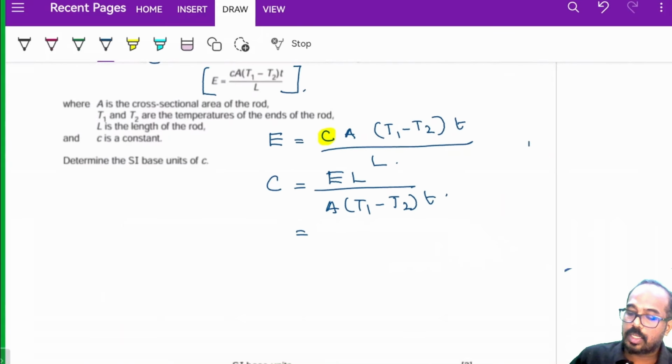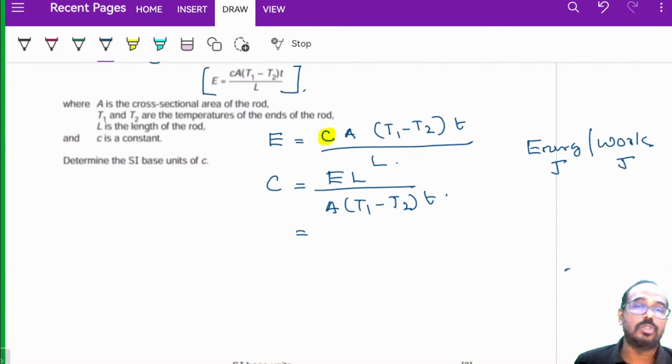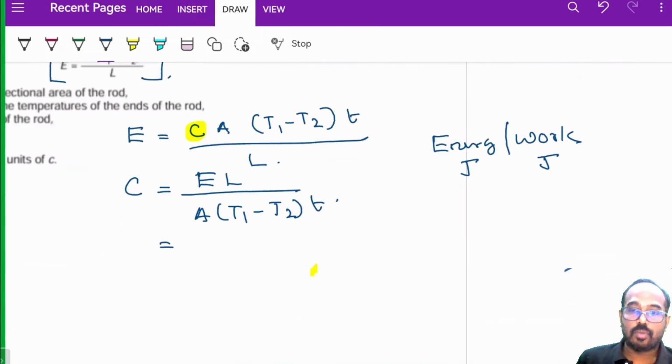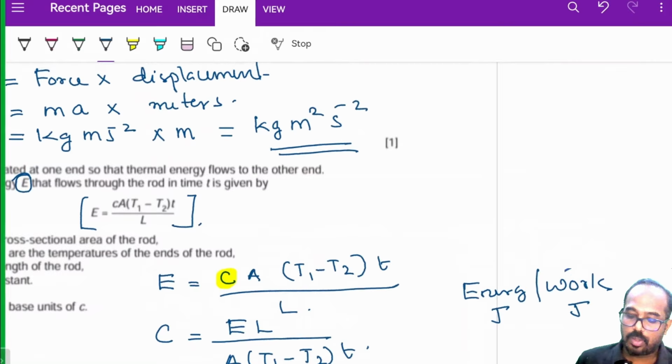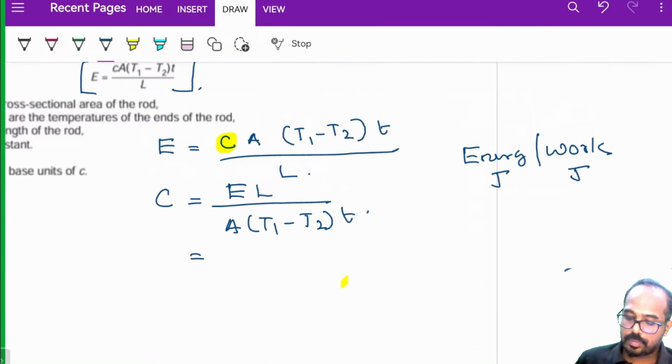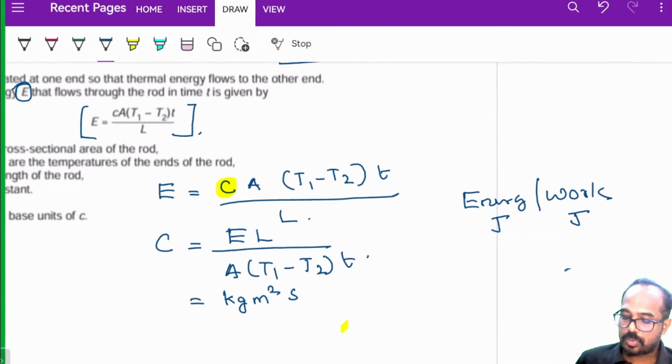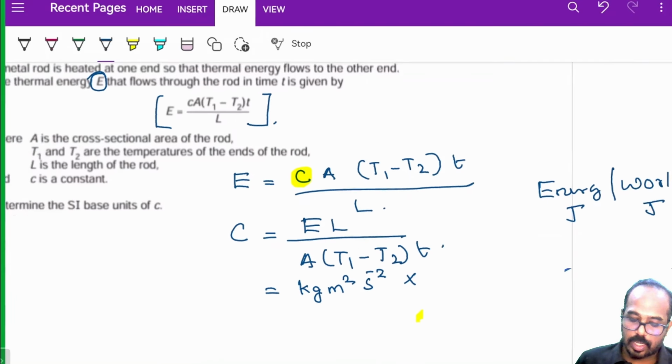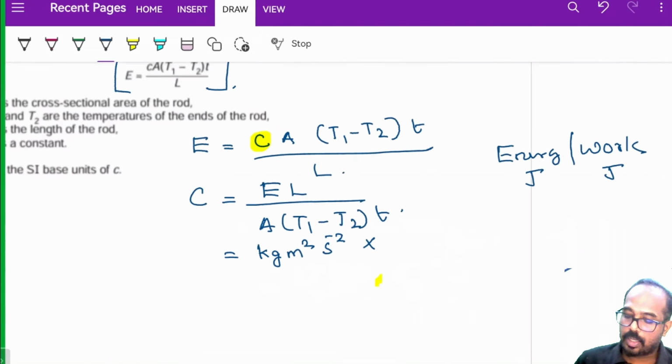Okay, energy and work are the same quantity in different form. Both have the same unit, joule. Since energy and work are the same, you can use the same unit. You have derived it here, kilogram meter square second to the power minus 2, right? Multiplied by this length. This L is length, confirm it. Length is measured in meters, upon area. What is the unit? Meter square.